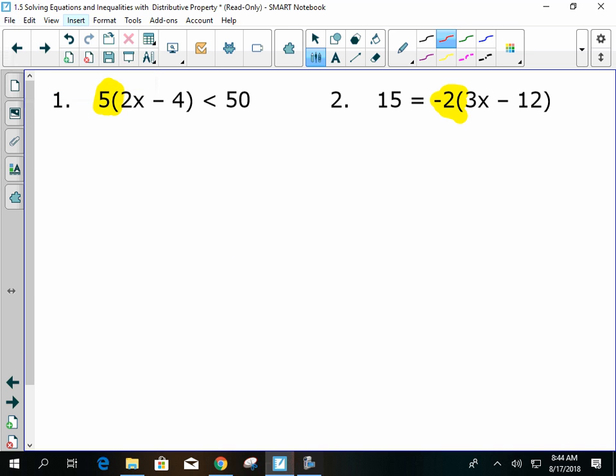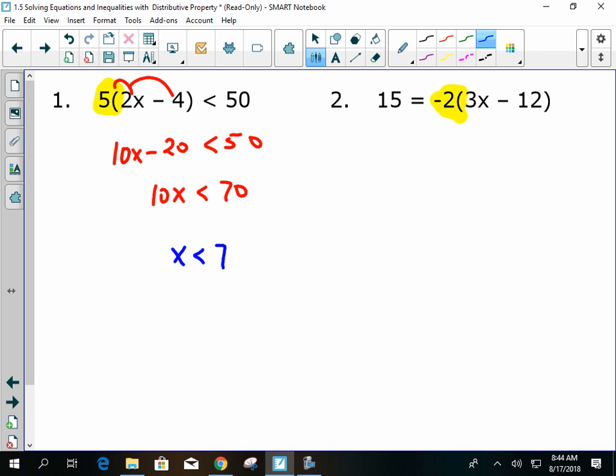Okay, so I have to distribute the 5 to both numbers. 10x minus 20 is less than 50. 10x is less than 70. I did not multiply or divide by a negative, so I don't flip the inequality. X is less than 7.